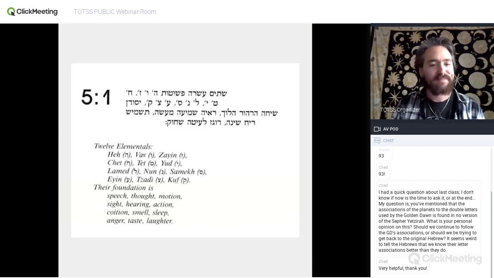letters. Okay, 12 elementals: Hey, Vav, Zayin, Heth, Tef, Yod, Lamed, Nun, Samek, Ayin, Zadi, Kof. Their foundation is speech, thought, motion, sight, hearing, action, coition, smell, sleep, anger, taste, laughter.